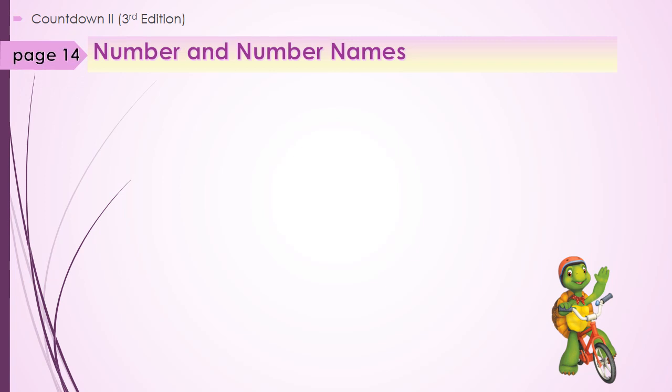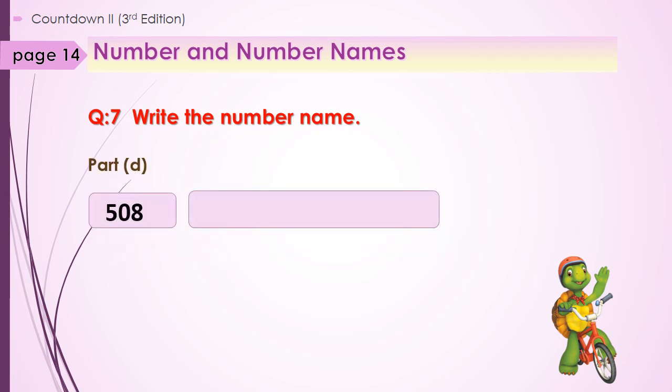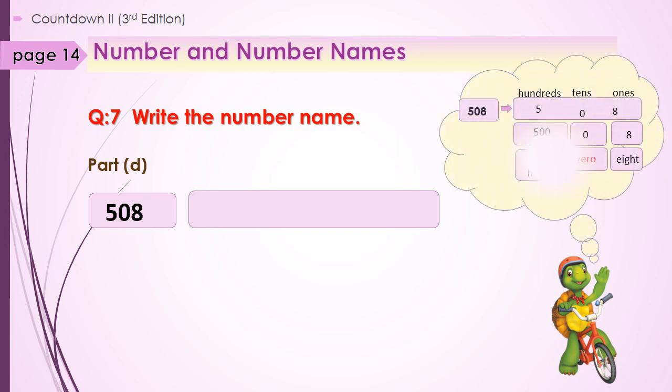Page number 14. Number and number names. Question number 7. Write the number name. Part D. We can write the number name of this 3-digit number by following the previous steps. We will skip the word 0 and the number name becomes 508.